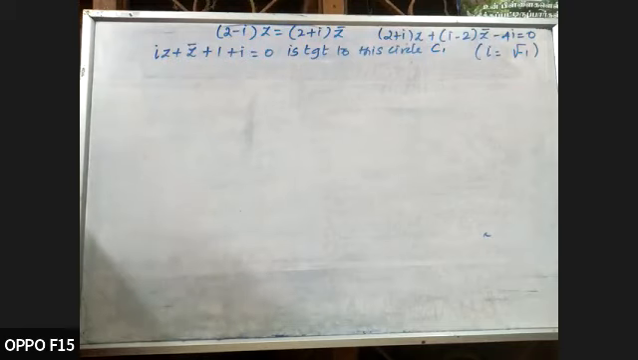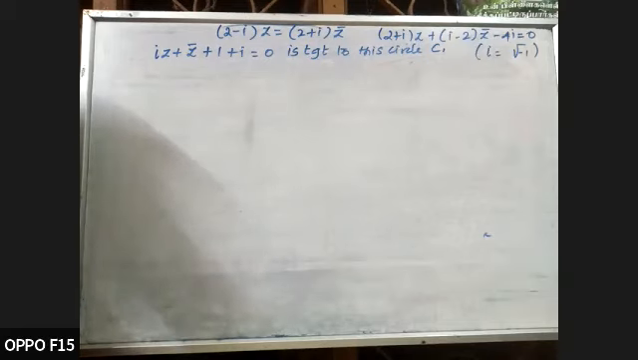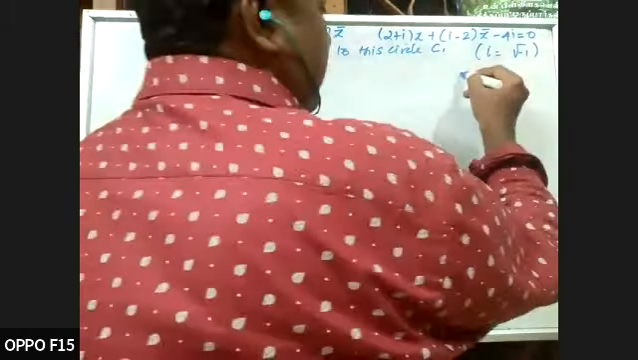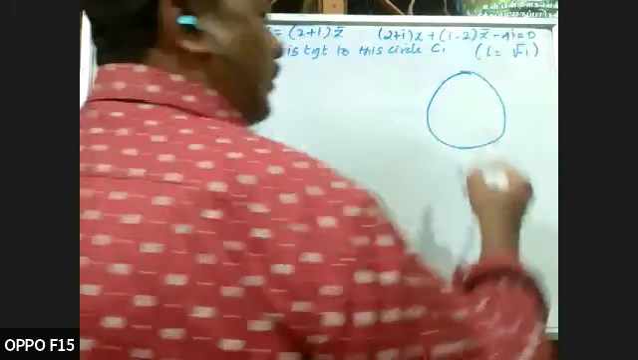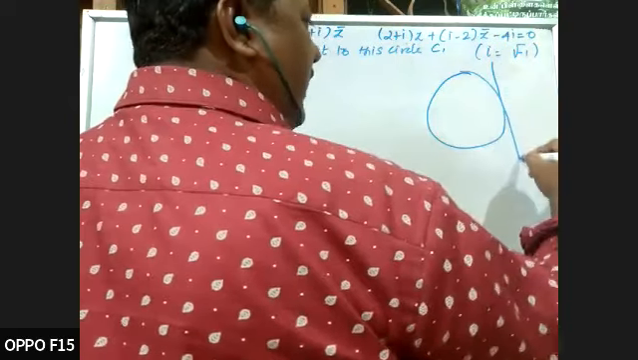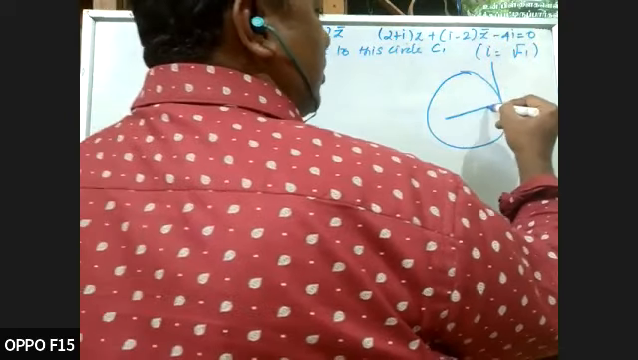I want to find out the circle C. First, they have given a line, (2 − i)z = (2 + i)z̄, and the next line (2 + i)z + (i − 2)z̄ − 4i = 0. These two lines are normals to the circle C. What do you mean by normal? Any line perpendicular to the tangent.